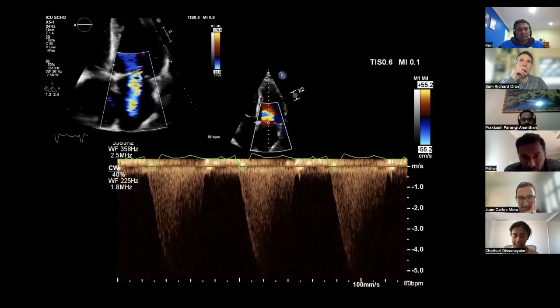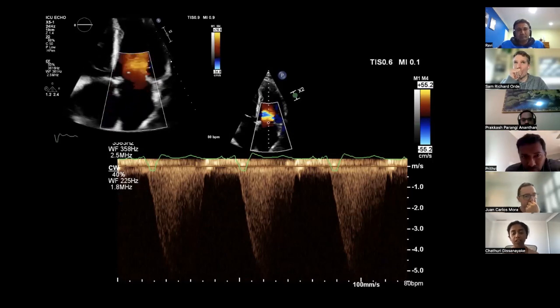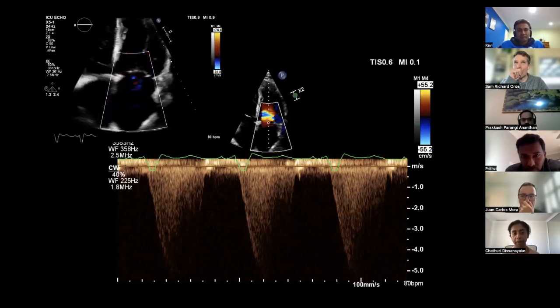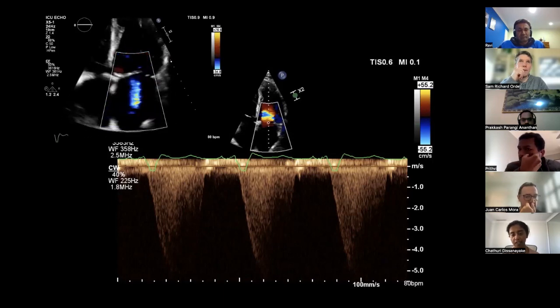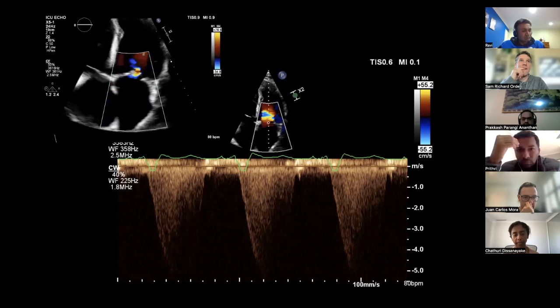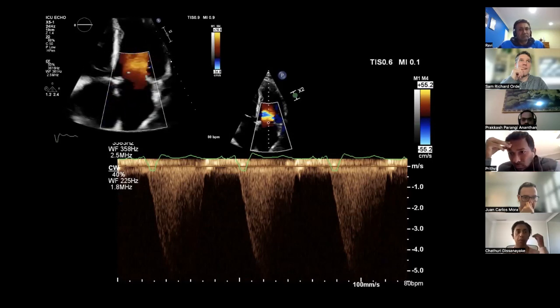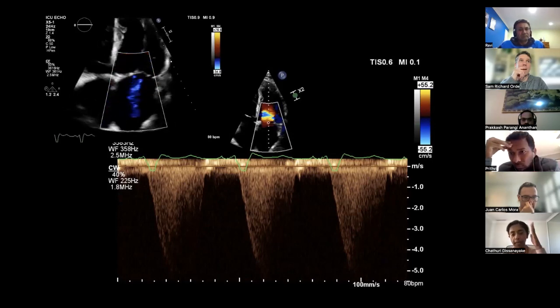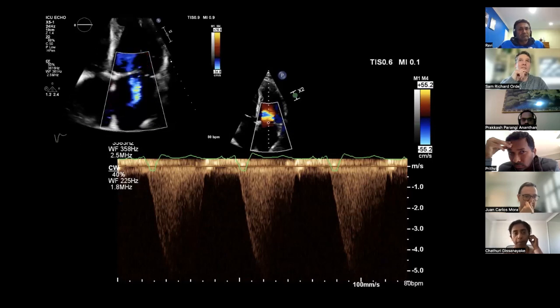The Doppler trace tells me that the MR is going to be hard to interpret with an impaired LV, and so I suspect assessing its severity is going to be complicated by the severity of LV impairment that we're seeing.